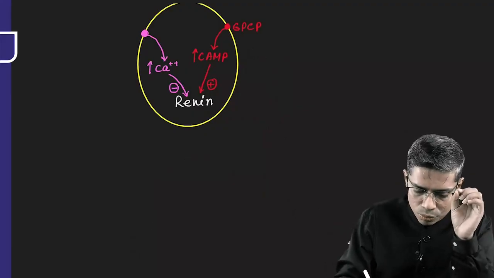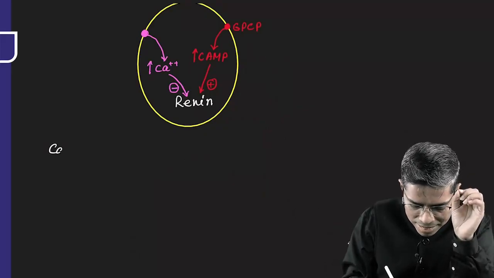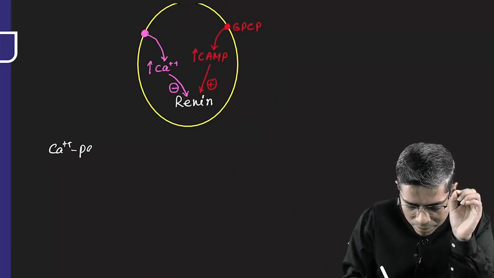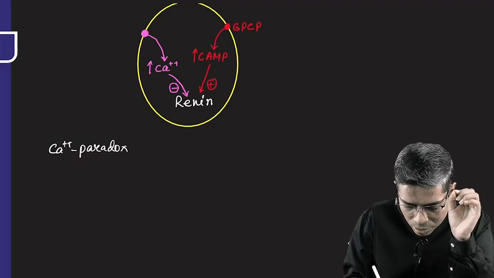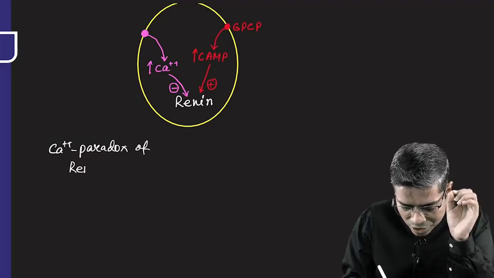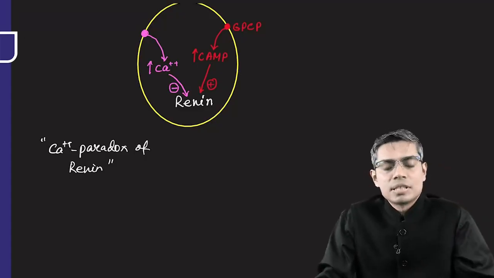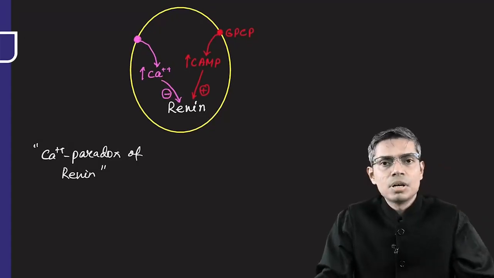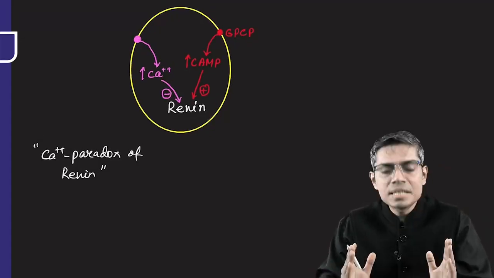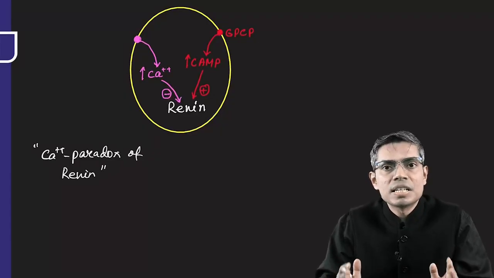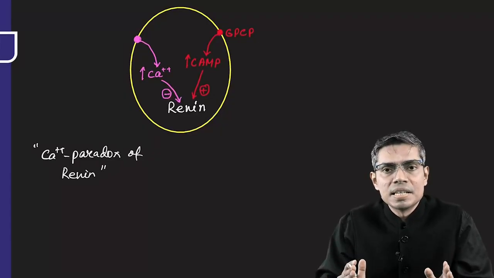This is known as the calcium paradox of renin secretion at the level of the JG cell. It is a paradox. The reason for this paradox is not known, but for the time being you remember, increased cAMP means more renin secretion, increased calcium means less renin secretion.